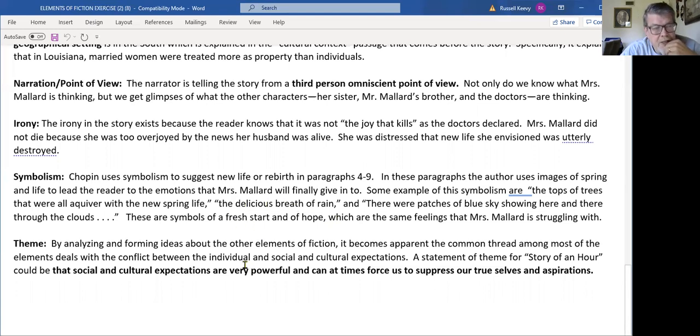And then theme. When we look at some of these other elements of fiction, they lead us to a theme. A common thread is this conflict between the individual and social and cultural expectations. She's feeling this way, she knows she shouldn't feel this way, and she can't tell anybody this. And then when her husband shows up, it basically kills her.